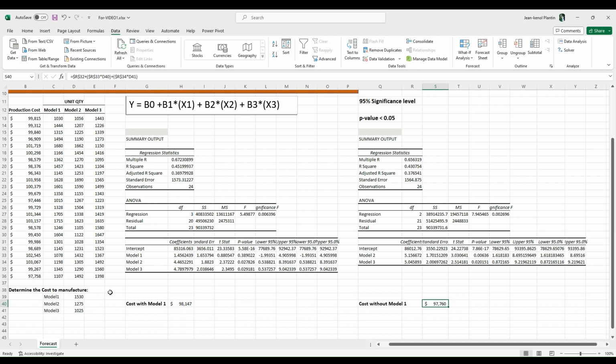Okay, so this is the way you perform regression analysis. This is also the way you forecast cost in Excel by using regression analysis.